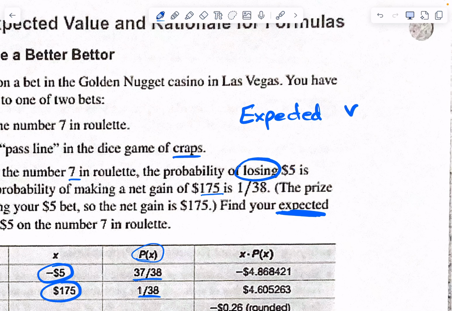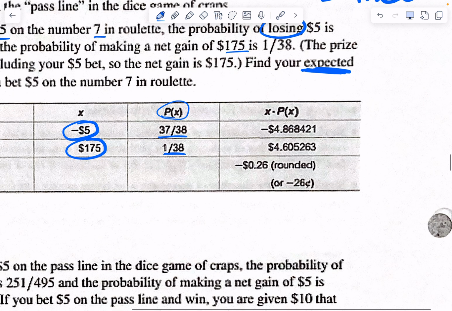Expected value equals the mean. Expected value is what do you expect to have happen? Or what's the mean amount of money that you will get back? What's the average amount of money that you will get back? You're calculating the mean. How do we find the mean? Multiply X times P of X, and you add them all together, right?